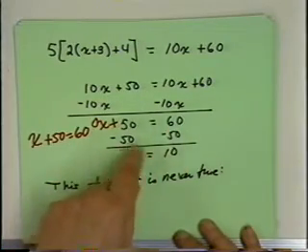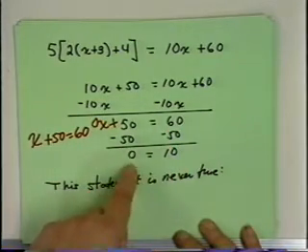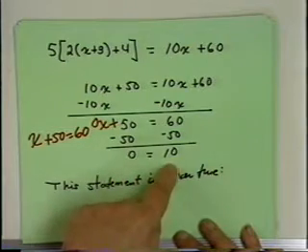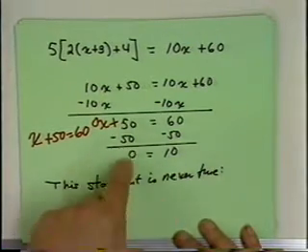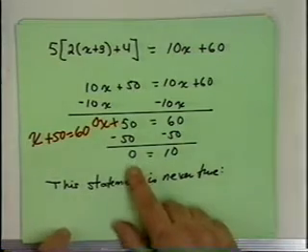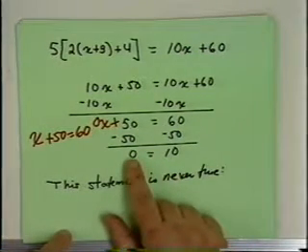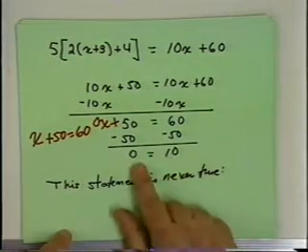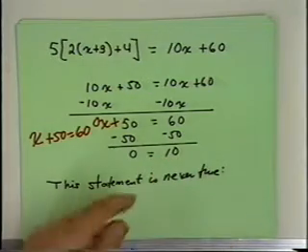But to make it more glaring, subtract 50 from both sides, and you now have what? 0 equals 10, which can never be true. See, this statement is never true. Now, this statement is not only never true, but the fact that you wound up with 0 equals 10 tells you something very special. What's really true is what?